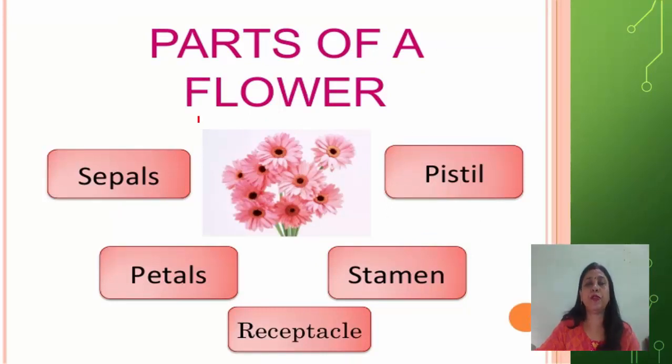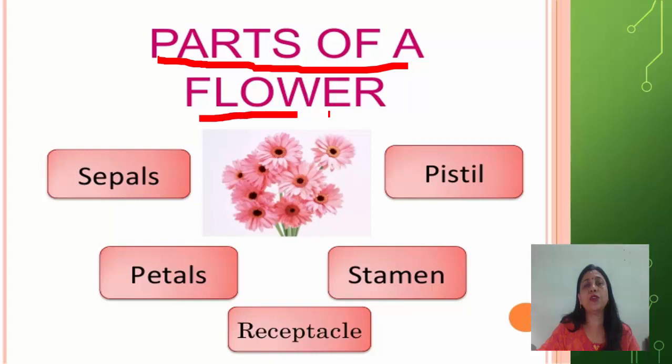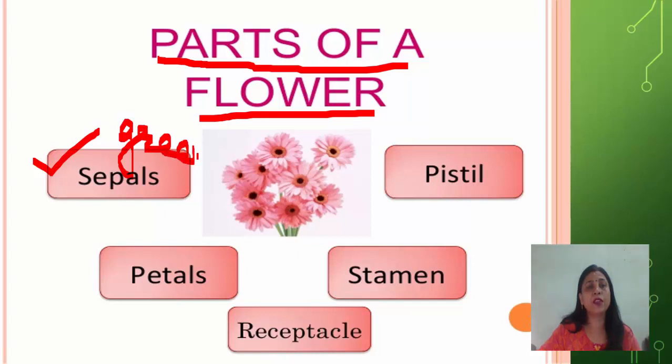Now coming to the parts of a flower, because sexual reproduction all has to do with the flower, we should know what the different parts of a flower are. Coming to sepals. Sepals are the outermost whorl, the outermost part of the flower. They are usually green in color. You have seen these sepals when the flower is in bud form. The green part that is above the bud is the sepals. They protect the flower in the bud stage.